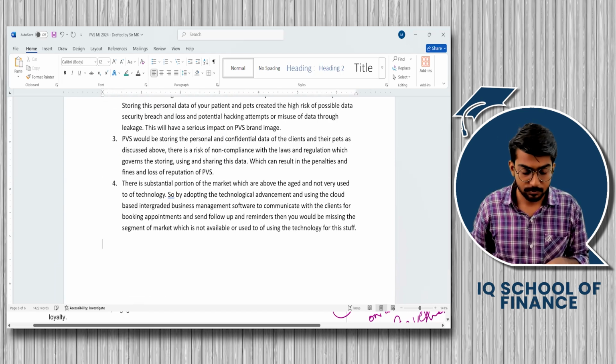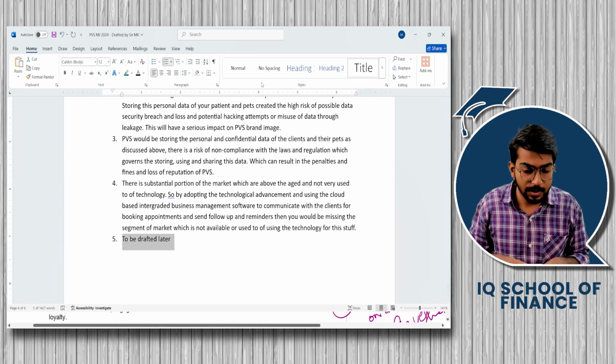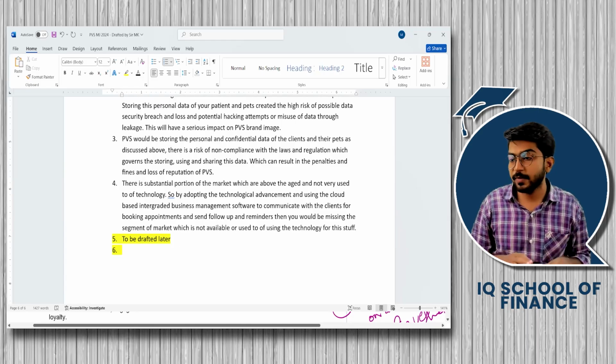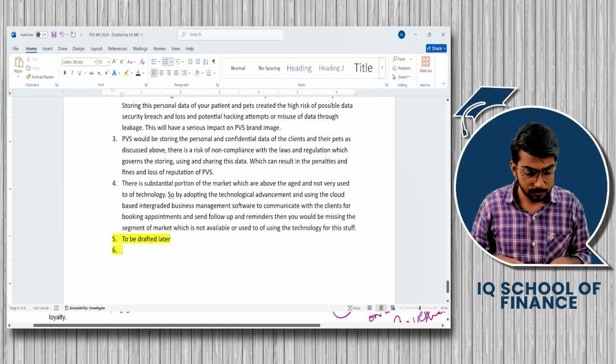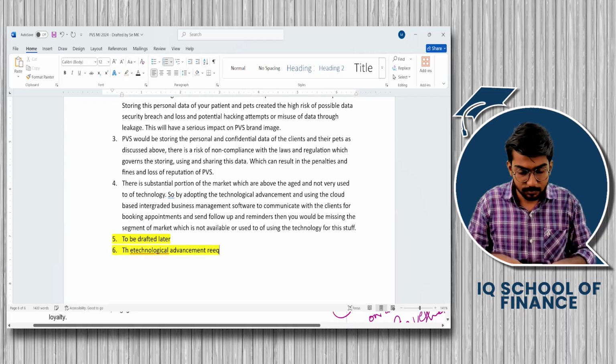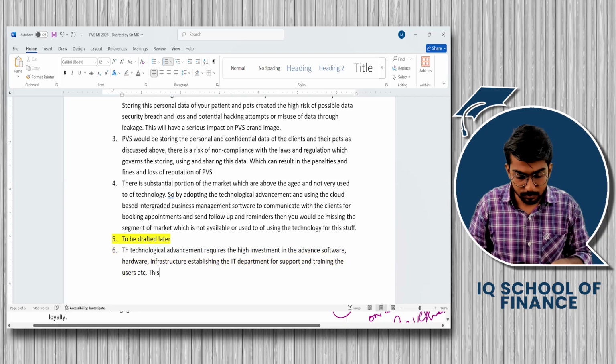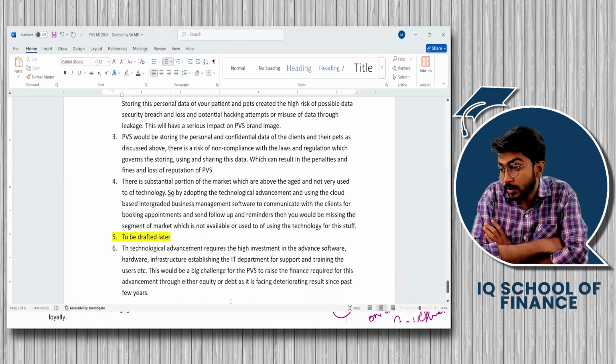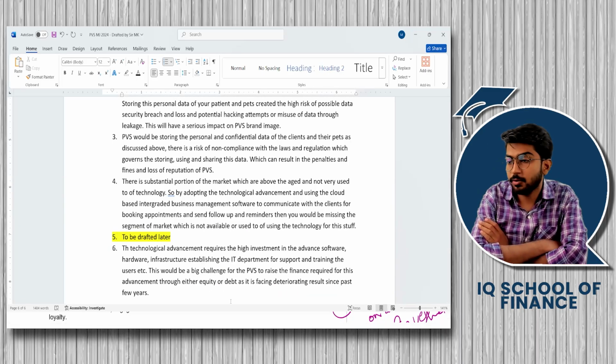Okay. So I will draft this later and will share the answer with you. I'm highlighting it. Good, Pooja. Good point. You have covered everything. Excellent. Good point, Sneha.